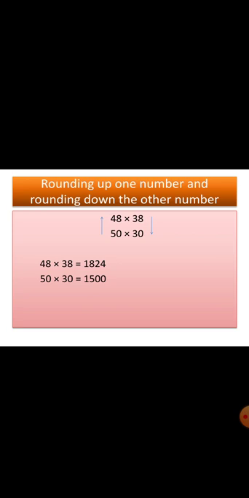So now we are going to find the product. 48 into 38 is 1824. And the estimation is 50 into 30, that is 1500. So this is the difference between the actual and the estimation, that is 324.